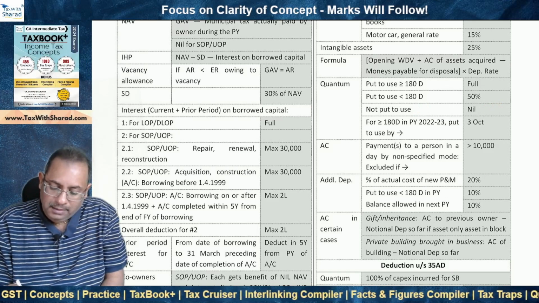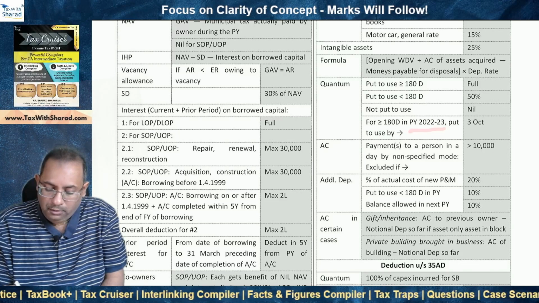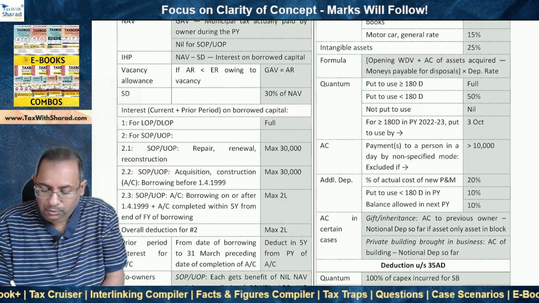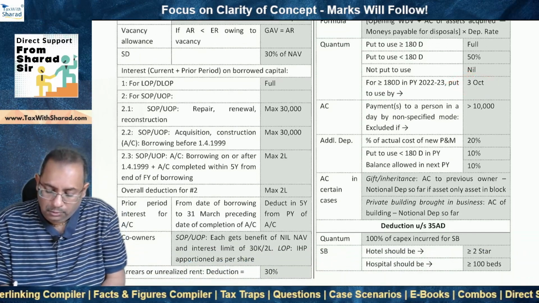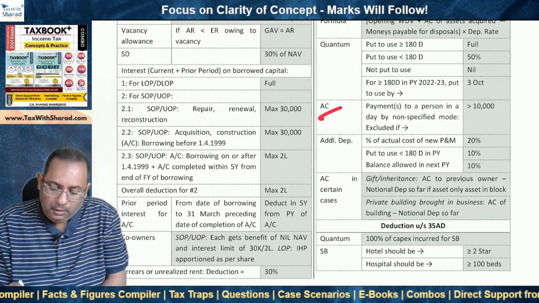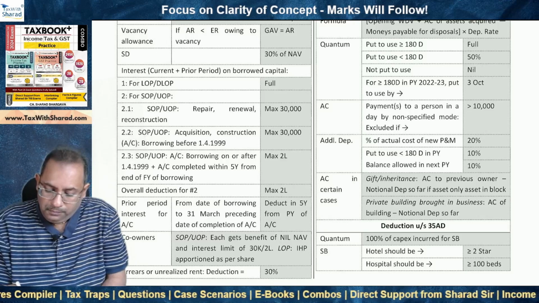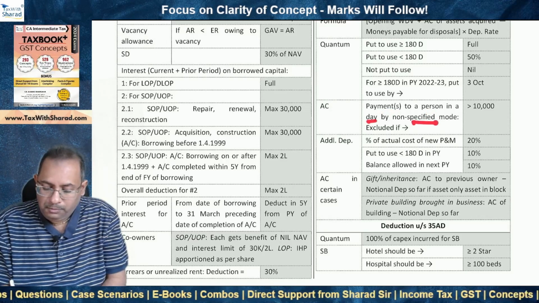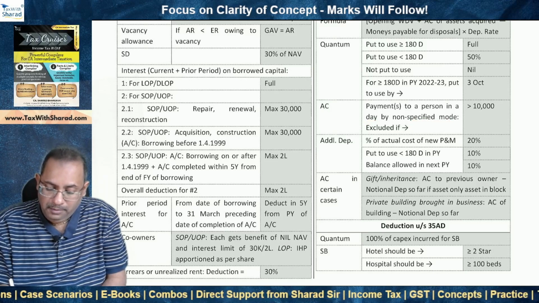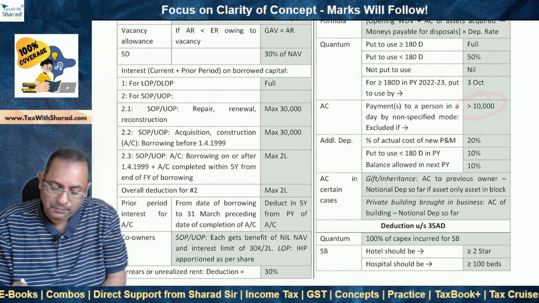To check whether the asset has been put to use in the previous year 22-23 for 180 days or more, it should be put to use latest by 3rd of October 2022. How to compute actual cost? While computing actual cost, if the payment is made to a person in a day by a non-specified mode, for example cash payment, then that is excluded from actual cost if the payment is more than 10,000.